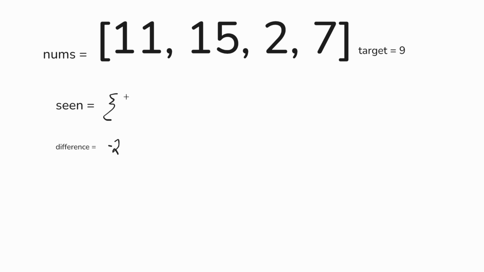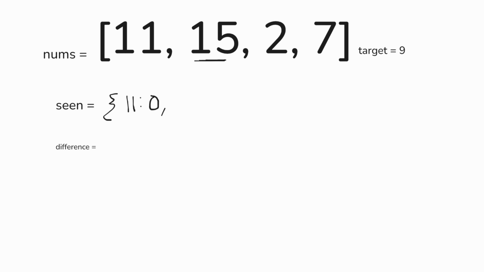So what we're going to do is say, okay, since we don't have that -2 difference in our seen hash map, we know that we don't have a solution. So we're just going to add 11 to our seen hash map. And we're just going to say, okay, we found 11, and 11's at index 0. And then we're going to move on. We're going to go to 15 now. Okay, so with 15, let's erase the difference. We're going to say, okay, so what is the difference between 9 and 15? That is -6.